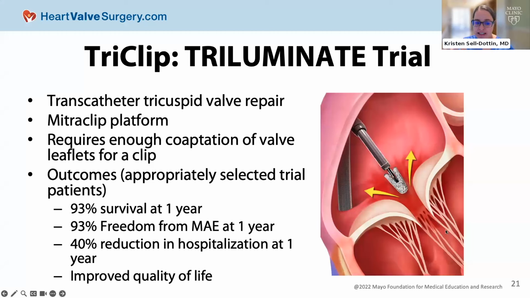And so it requires enough coaptation, or the valve leaflets, to be close enough that you can actually grab them with this clip, and that alone takes a lot of people out of consideration for it. But those who do qualify for it have had reasonable survival. So 93% survival and freedom from MAE, which is major adverse events, at 1 year, and a 40% reduction in hospitalization, as well as improved quality of life. So it's an option, but it's not something that's available for everybody. Next.